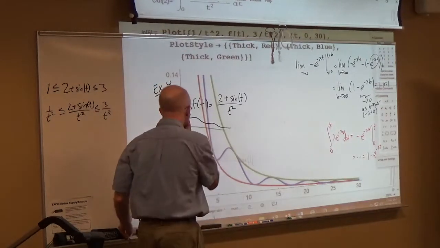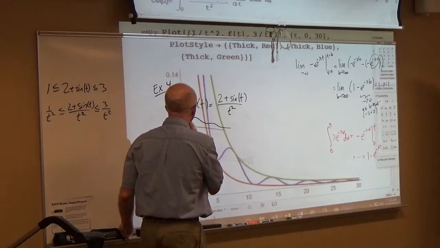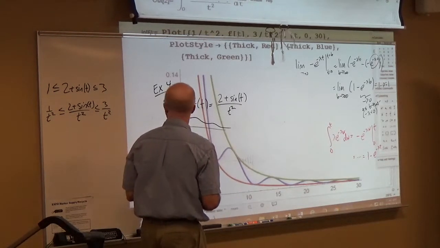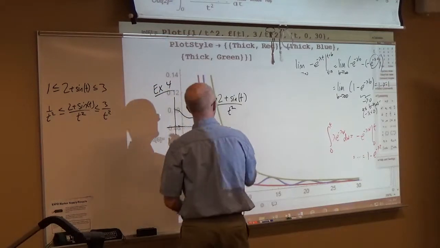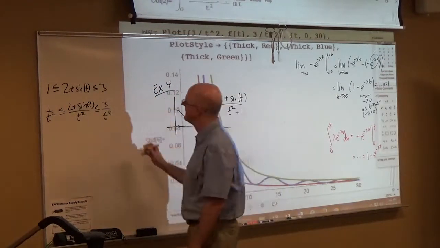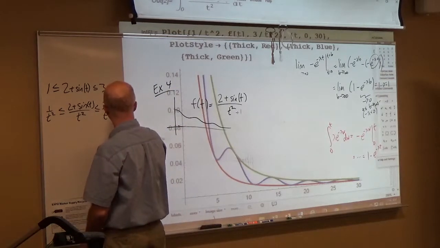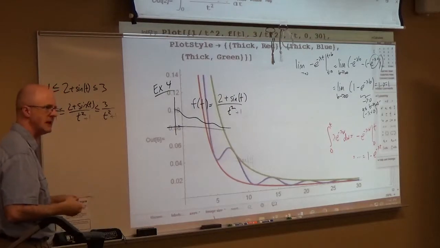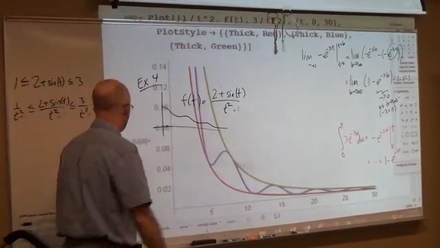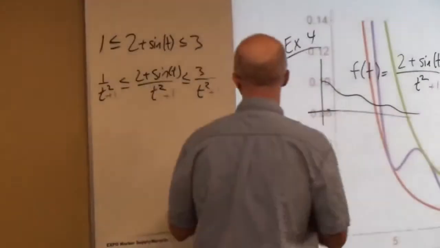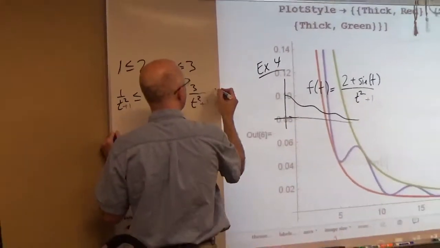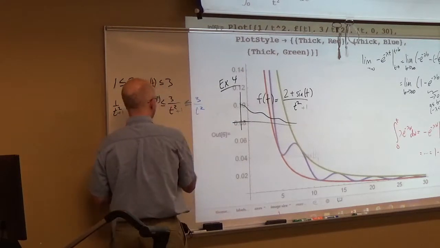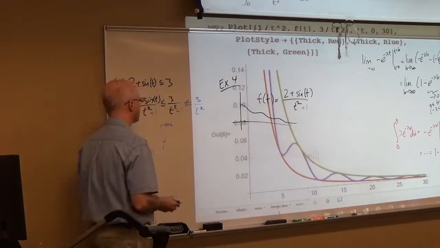Okay, let's put a plus 1 down below. That makes this comparison be what the comparison would be. And ultimately, when you add 1 here, that's less than or equal to 3 over t squared. The integral from 1 to infinity can be shown to converge by the comparison test.